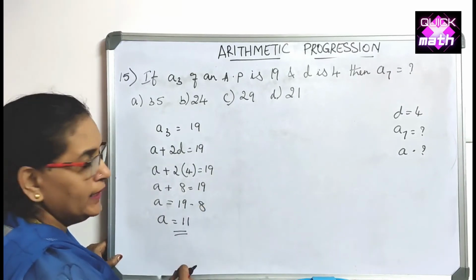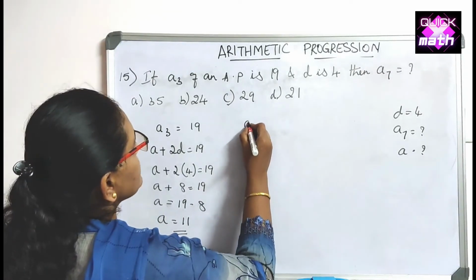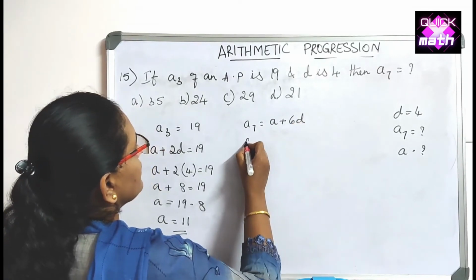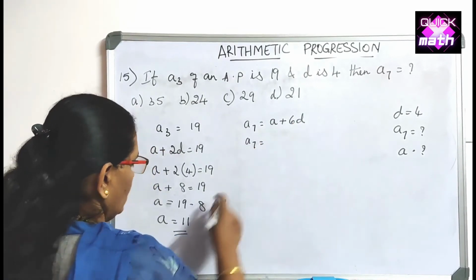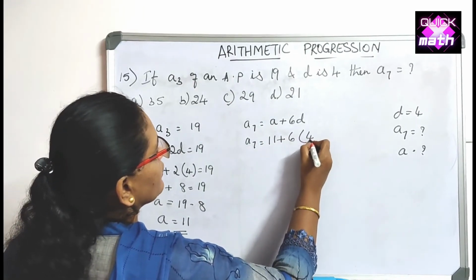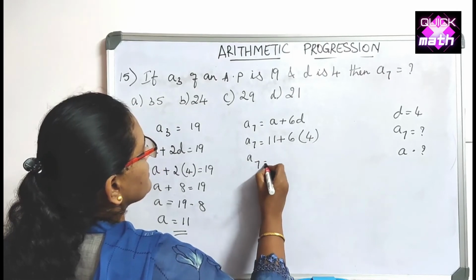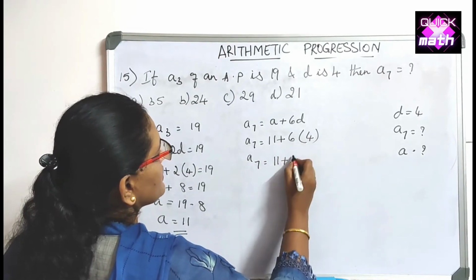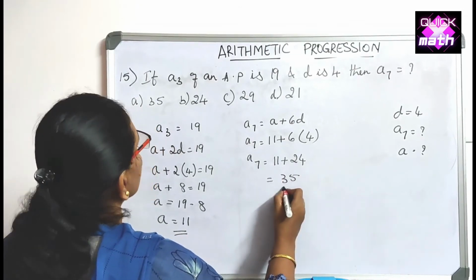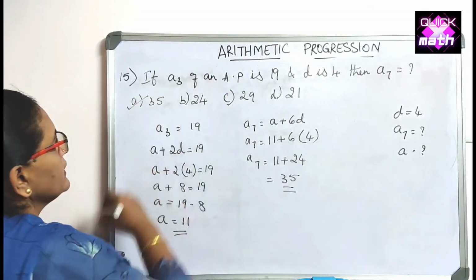But now we have to get the A7 value. What is A7? We can write it as a plus 6d. So A7 is equal to a, which we already found out, it is 11, plus 6 times d, and d is 4. So A7 is equal to 11 plus 6 4s are 24, so that is equal to 35. Where is 35? Option A is the correct answer.